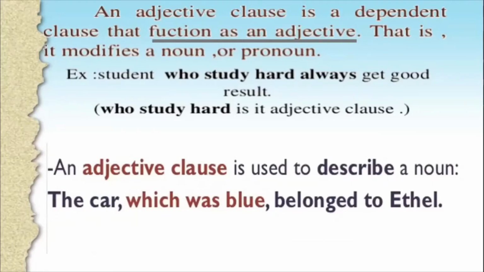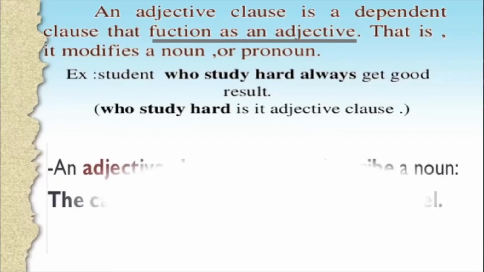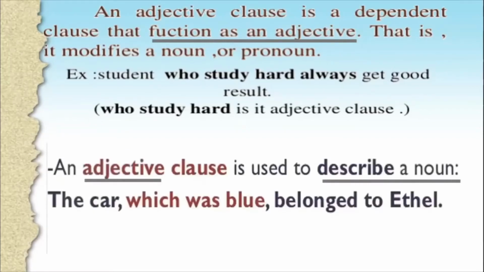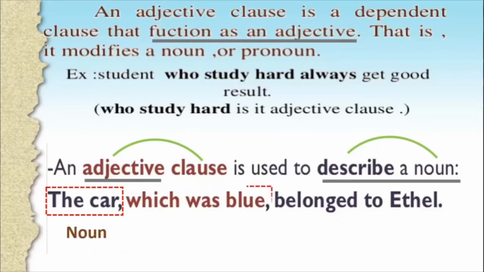So an adjective is used to describe a noun. An adjective clause is also used to describe a noun. The car is the noun here, which is being described as blue. So the blue is the adjective.